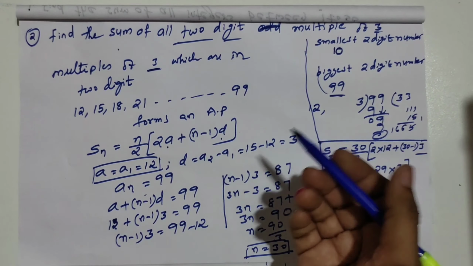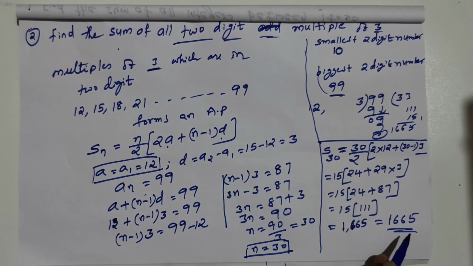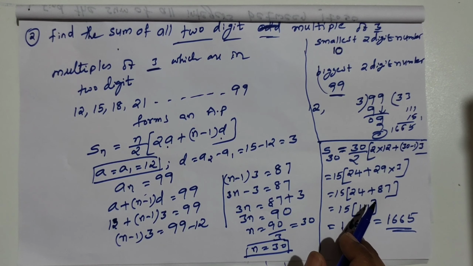Okay, next you can do the odd multiples. I did here all the multiples of 3. You just do it by taking only the odd multiples.